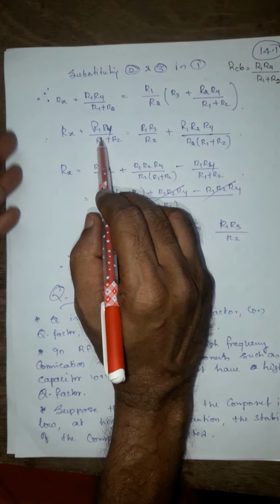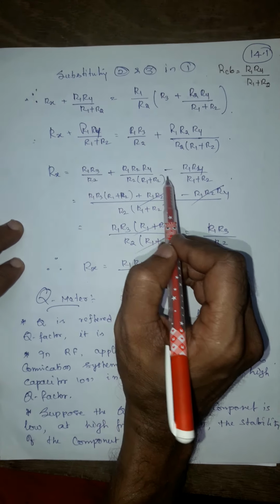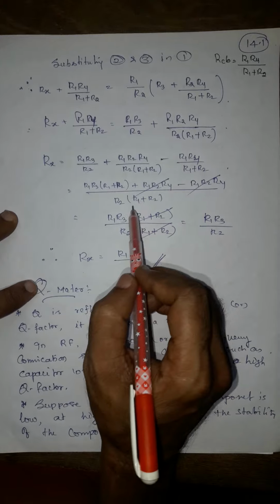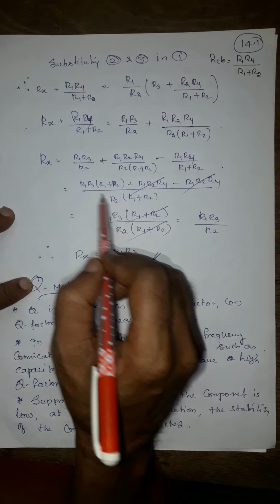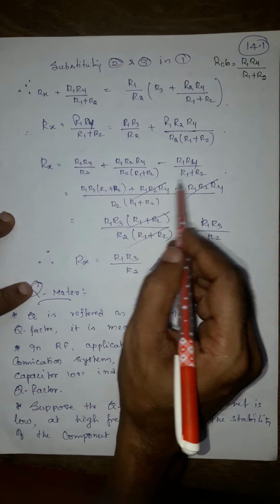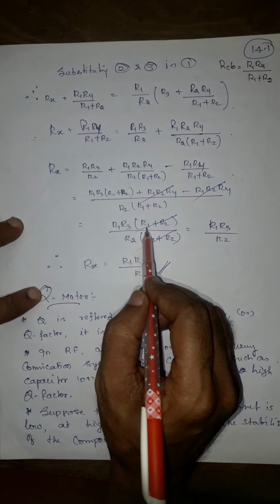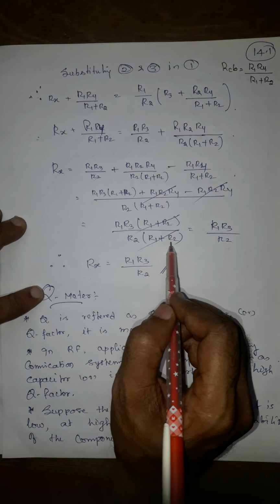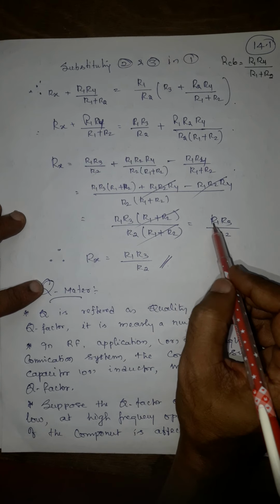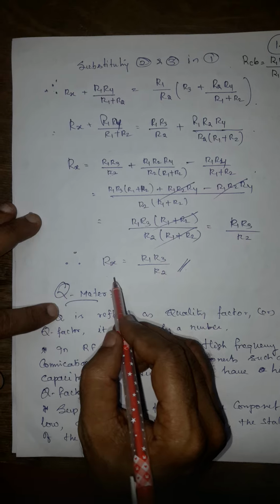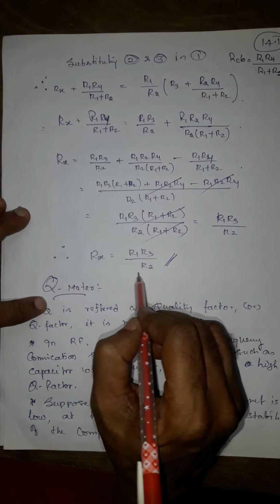Then Rx equals R1 R3 divided by R2 plus R1 R2 Ry divided by R2 into R1 plus R2, and bringing the left-hand term to the right-hand side, minus R1 Ry divided by R1 plus R2. Taking the total LCM, we can cancel terms. These two terms get cancelled, and the remaining R1 R2 into R1 plus R2 divided by R2 into R1 plus R2 also cancel, leaving R1 R3 divided by R2. Therefore, Rx equals R1 R3 divided by R2.